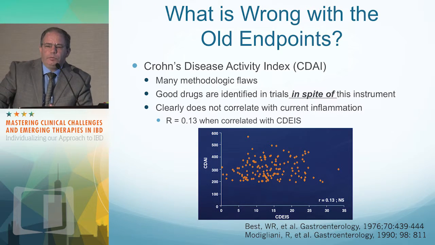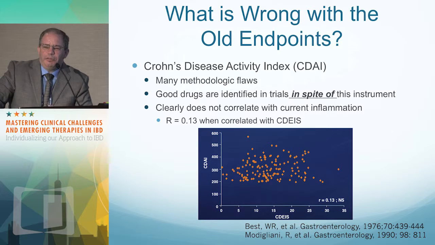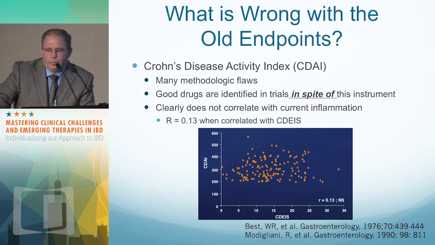So why does the FDA want us to do something new? What's wrong with the old endpoints? Well, the biggest example is the Crohn's Disease Activity Index, which people have been complaining about for years because it's not very helpful. It's very noisy. There are many methodologic flaws in how it was built. It was basically a collection of symptoms and signs that was fitted to a physician global assessment. So to some extent, it's matching a physician global assessment. It throws a lot of things together, and good drugs are identified in spite of this instrument.